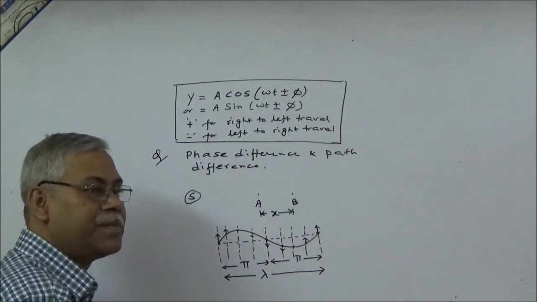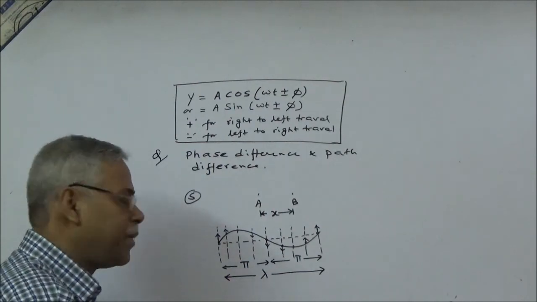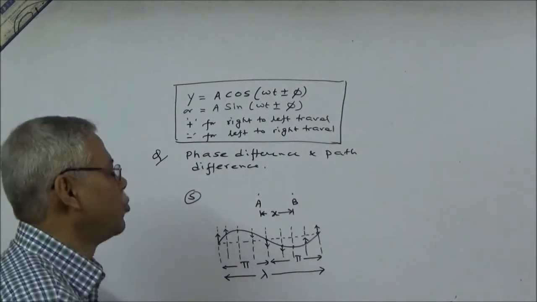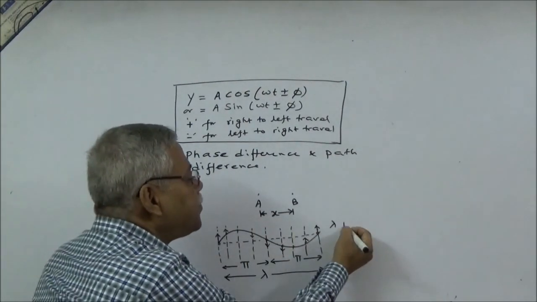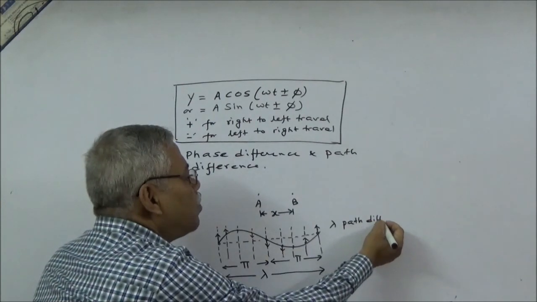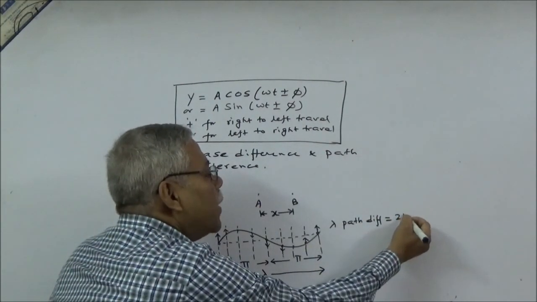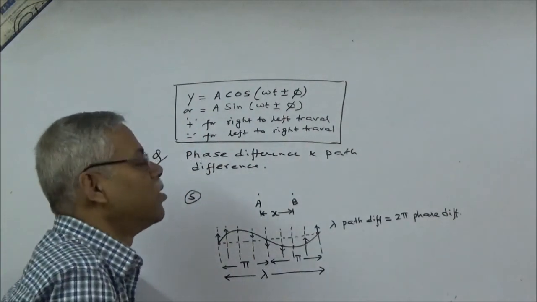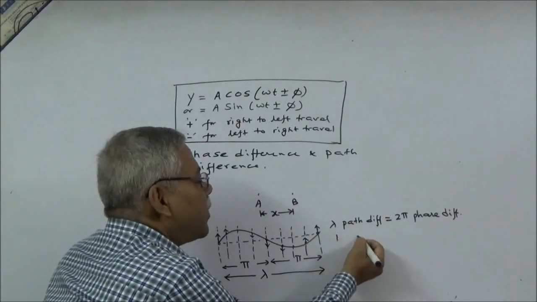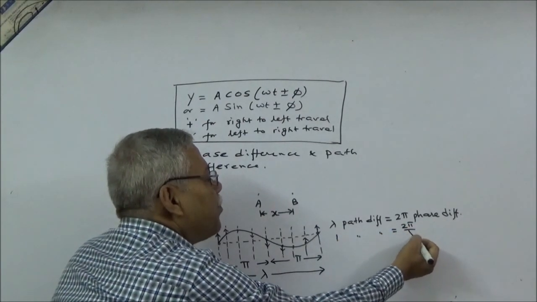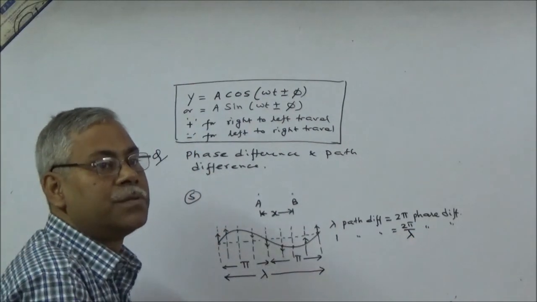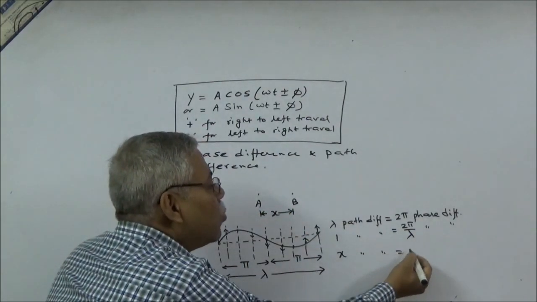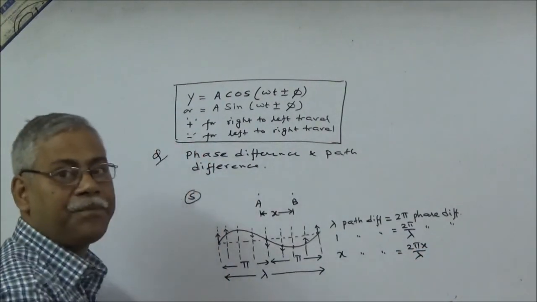So this gives us a relation between path difference and phase difference. Lambda path difference is equal to 2 pi phase difference. So we'll use this fact. Lambda path difference equal to 2 pi phase difference. One path difference equal to 2 pi by lambda phase difference. And what is the path difference between A and B? X. X path difference equal to 2 pi x by lambda phase difference.